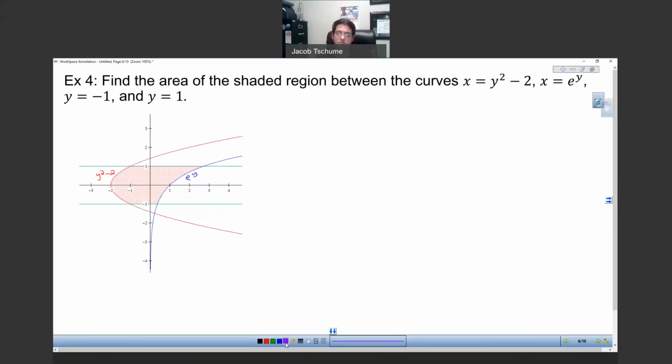Since both of these are in terms of y, we're going to use right minus left when we do this. So the area between the two curves is the integral from a to b. So remember, I gave you the parameters. I want you to go between -1 and 1. The right-hand function is the e to the y, minus the left-hand function is the y squared minus 2. Distribute that negative through, and we're going to integrate from -1 to 1 of e to the y minus y squared plus 2 dy.